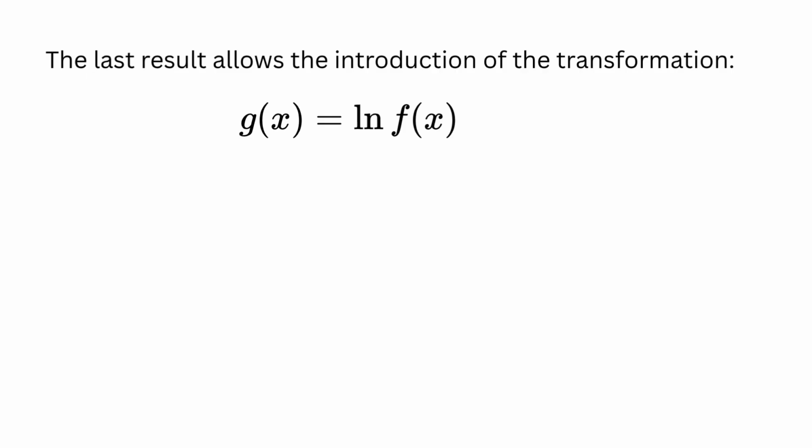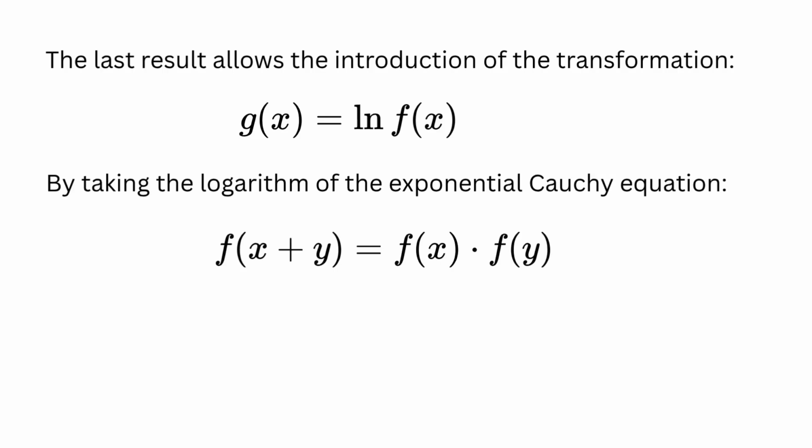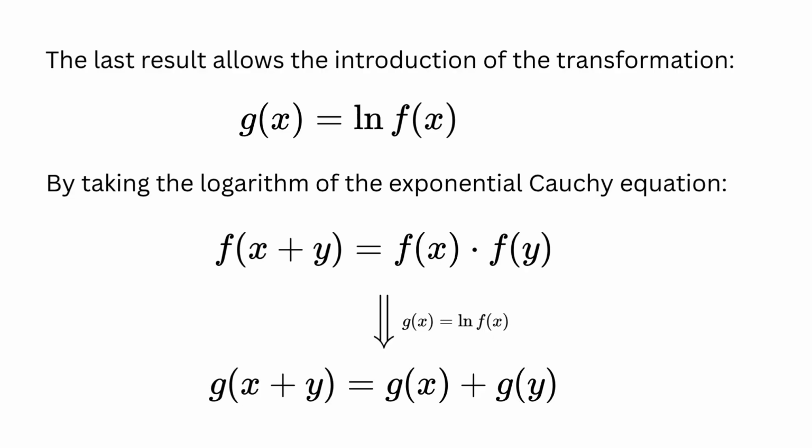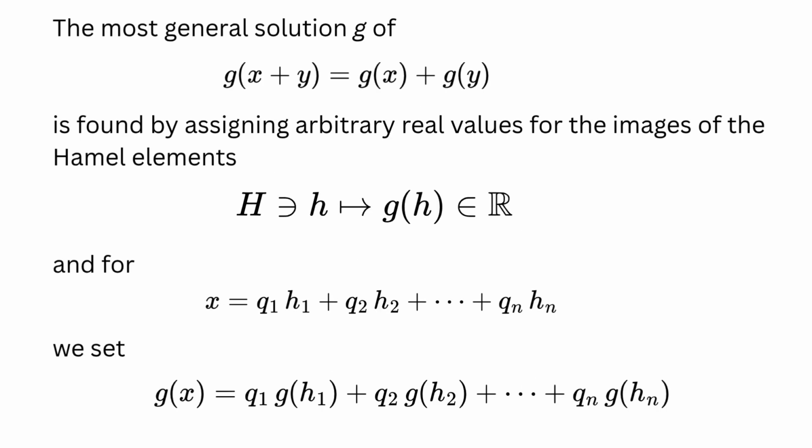This allows us to introduce a transformation such that the new function g is the logarithm of f. Then, by taking the logarithm of the exponential Cauchy equation, the equation transforms to the linear Cauchy equation for the function g. But now, we know all possible solutions for g. These are found by assigning arbitrary real values of g to all elements of the Hamel basis, and for any real number x, its image g of x is set according to the Hamel decomposition of x, as has been discussed previously.